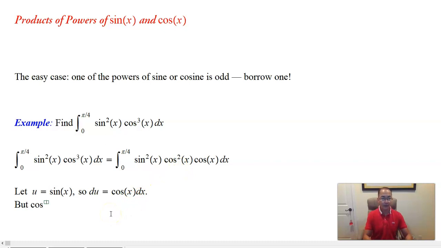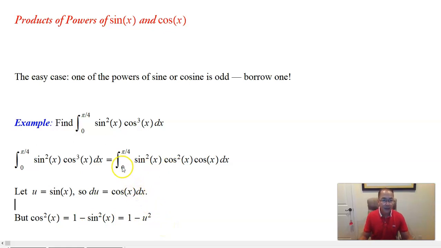So cosine squared, not power reduction, but just Pythagorean identity. Cosine squared is 1 minus sine squared. So because our u is sine of x, it is just 1 minus u squared. Okay? So this explains two things we're going to do. Sine squared is u squared. Cosine squared is 1 minus u squared.